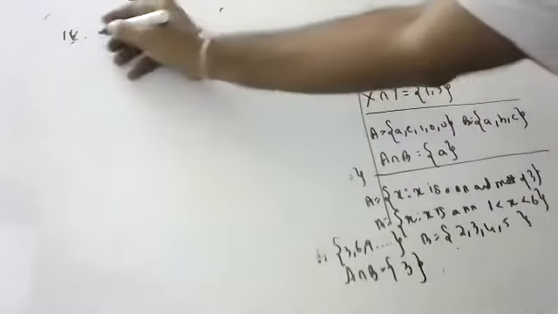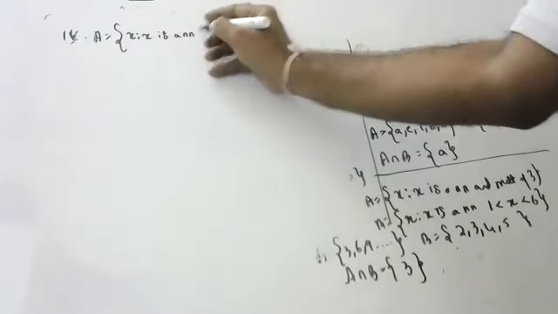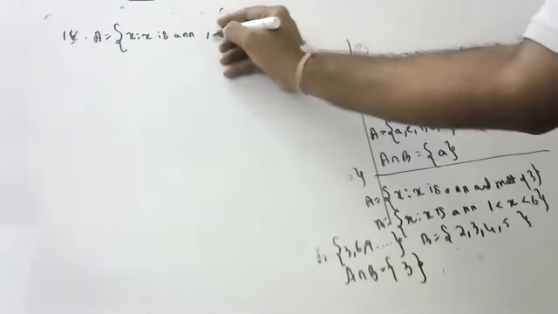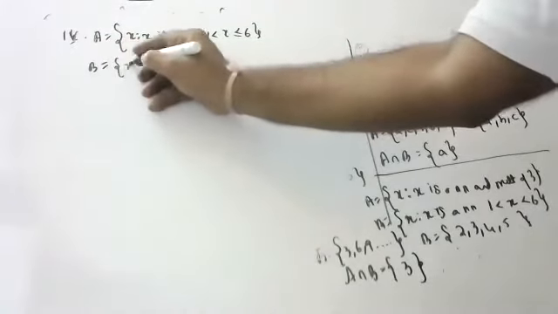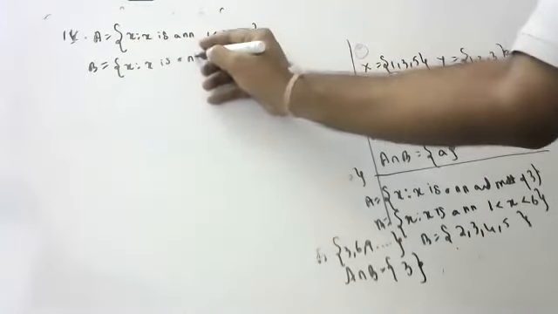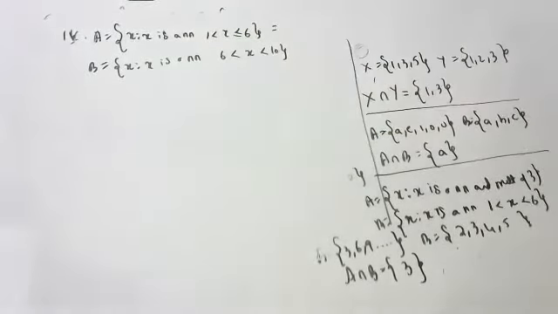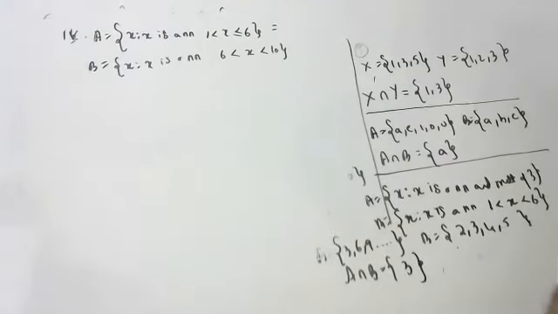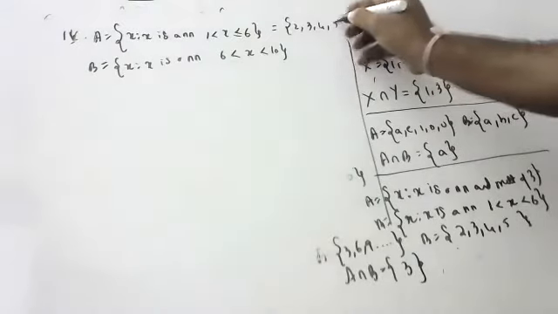Children, whenever they give set builder form, you should be very, very careful. In this fourth bit, again set builder form they give: A is {x such that x is a natural number and lies between 1 and 6}. And B is {x such that x is a natural number that lies between 6 and 10}. Can anyone tell what are the elements of A? 2, 3, 4, 5.